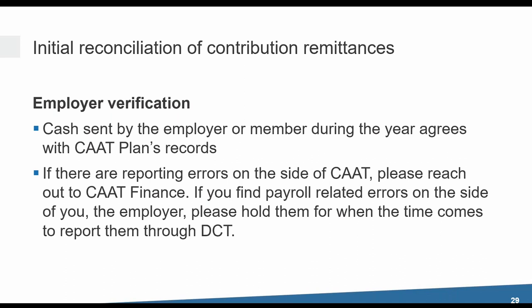In summary, the key verification items would be to confirm that cash sent by you, the employer, agrees with the CAT pension plan's records. If there are reporting errors on the side of CAT, please reach out to CAT Finance. If you find payroll-related errors on the side of you, the employer, please hold on to them when the time comes to report them through the DCT. If discrepancies are apparent, please reach out with your concerns. Otherwise, no confirmation is required if the data agrees with your records.